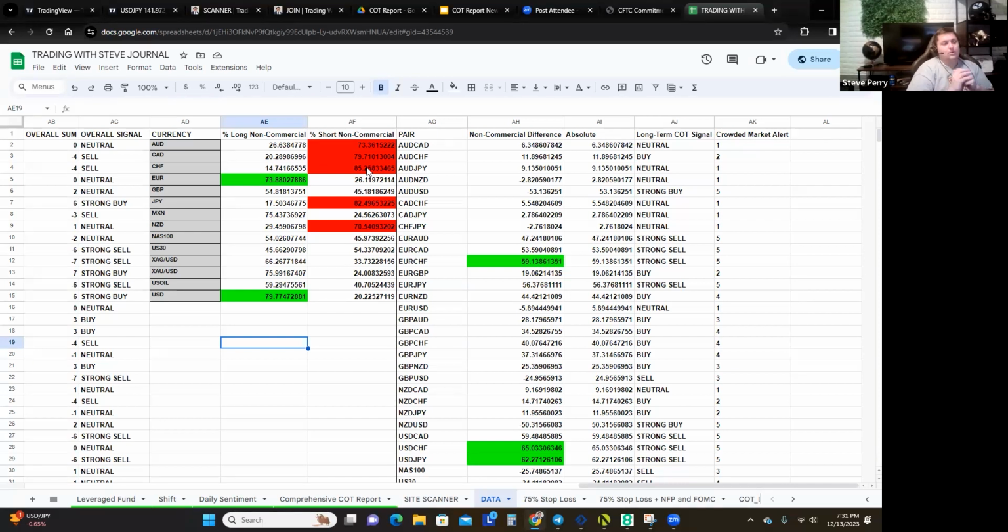So we want to follow non-commercials until they become crowded. Okay. So when they become crowded, I've actually learned, and this is something that I've been really studying, I actually know several companies that trade this way, including a hedge fund that trades with the COT report. And a representative at this company told me that this is their preferred way of using the COT report.